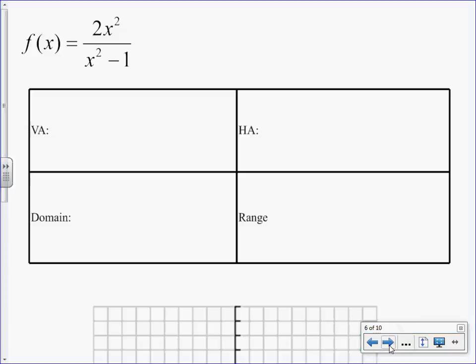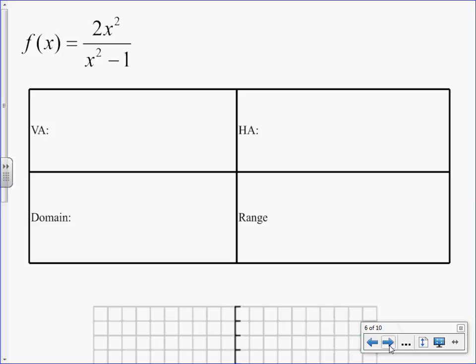All right, here is our first example. For each of these, we will talk about the asymptotes and the graph, but we will identify the domain and range for each of these.